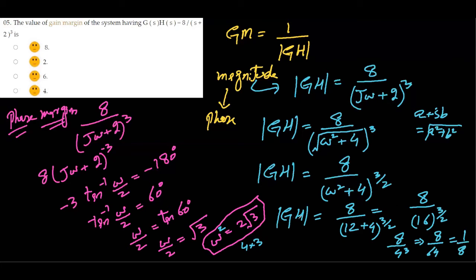So now I found the magnitude, that is 1 divided by 8. Now I need to put that magnitude here. So you will get 1 divided by 1 by 8, and that's equal to 8. So your gain margin will be equal to 8. So option A will be the correct answer.